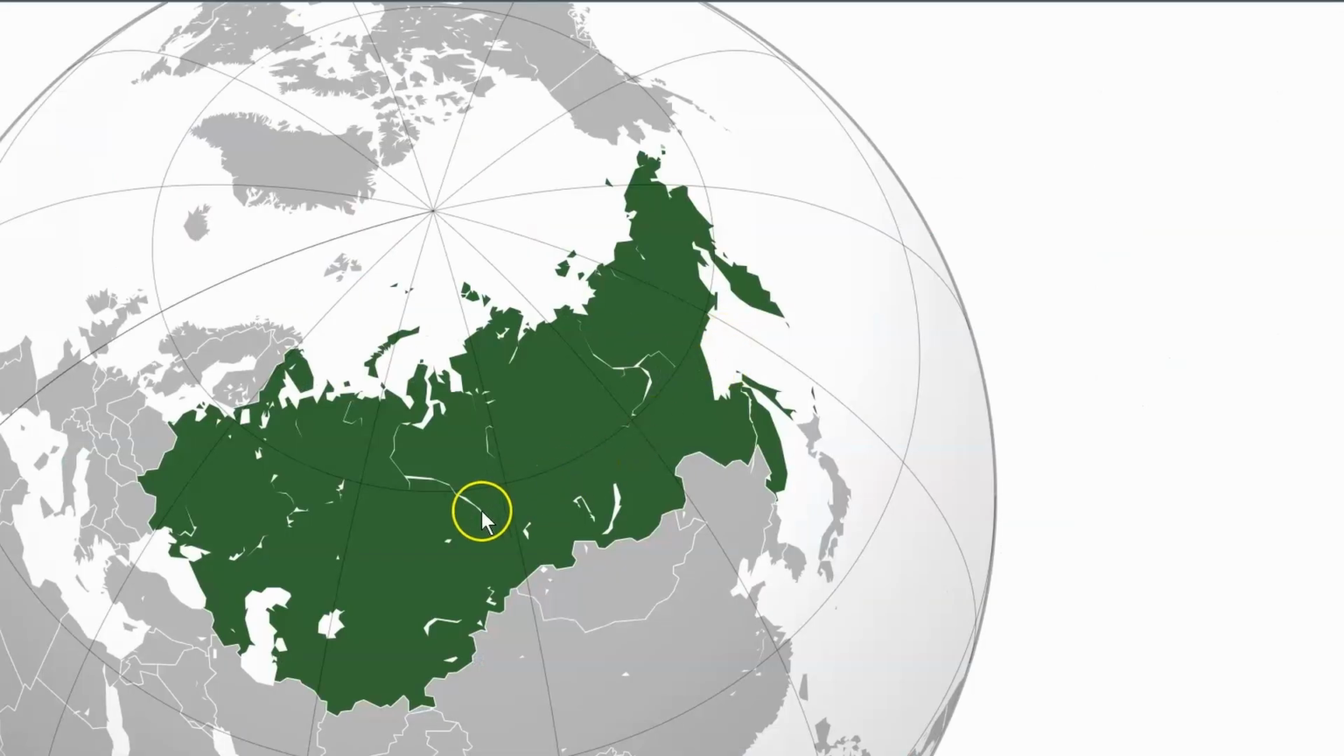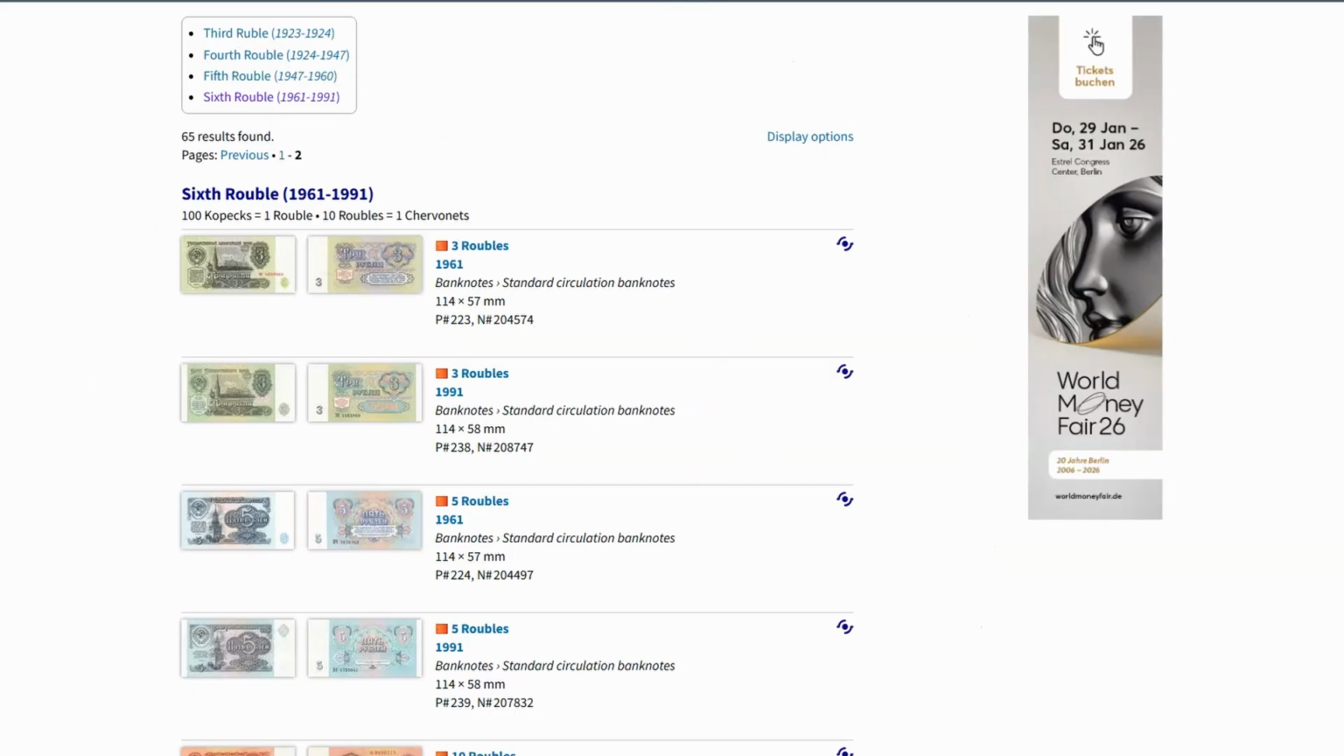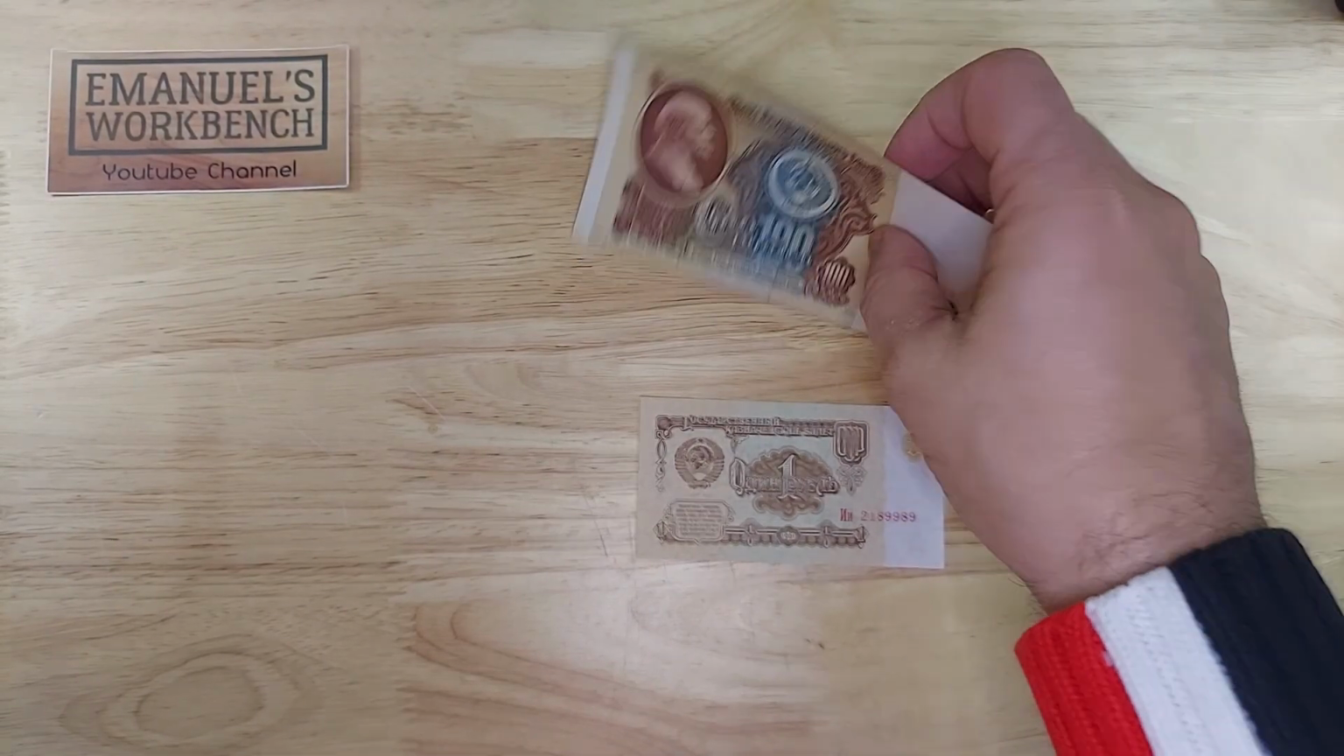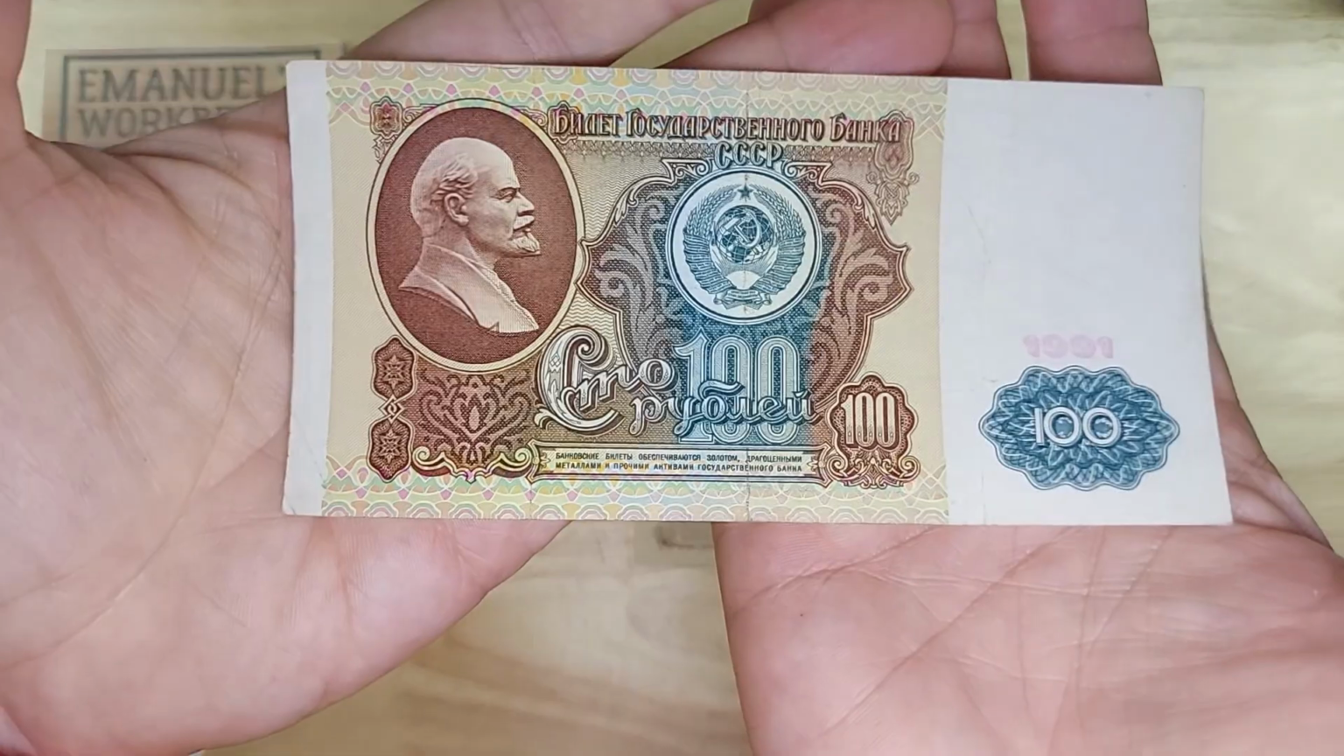This is where the Soviet Union was located. Nowadays, the Soviet Union is better known as Russia, though there are some states that have broken away, forming independent countries today. And from 1961 to 1991, the Soviet Union used the 6th ruble. So the Soviet Union broke apart in 1992.